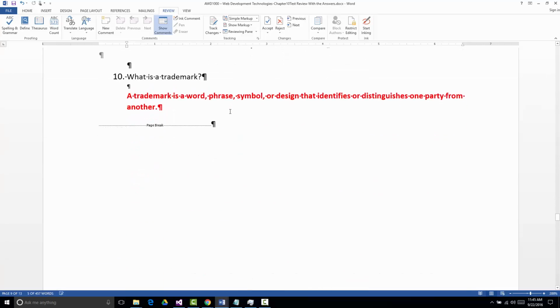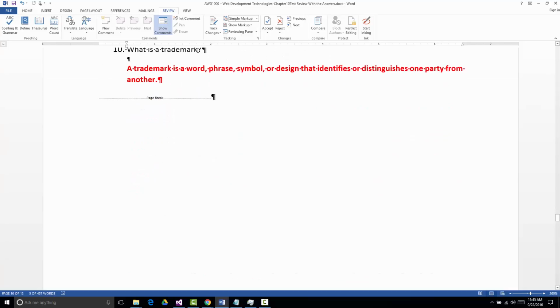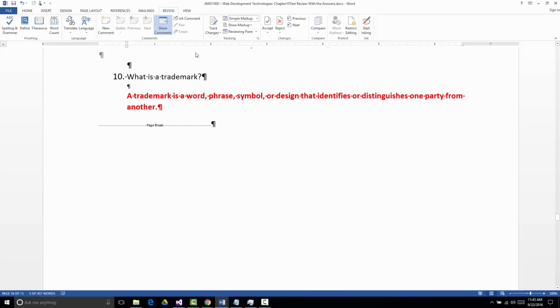Okay, number 10. What's a trademark? Not a copyright, but a trademark. It's something that makes whatever you're working on uniquely yours. It could be a catchphrase. It could be a symbol. It could be a design, but as it says, it's something that identifies or distinguishes one party from another.